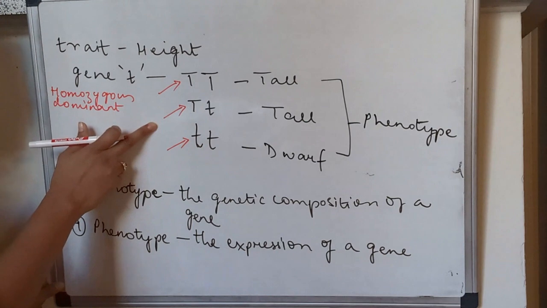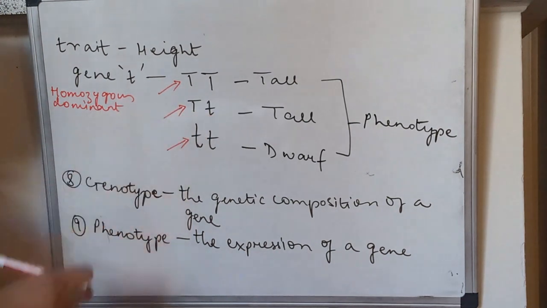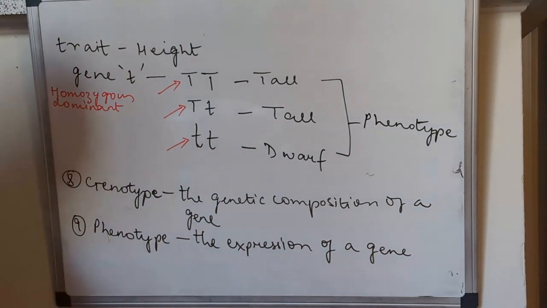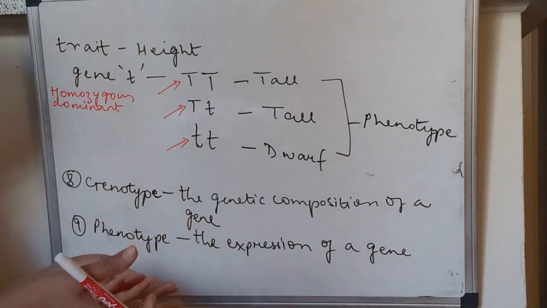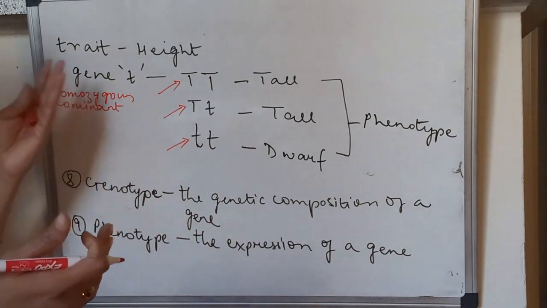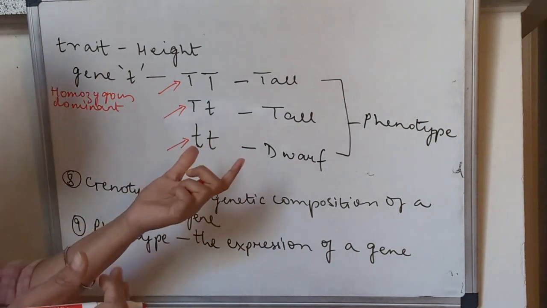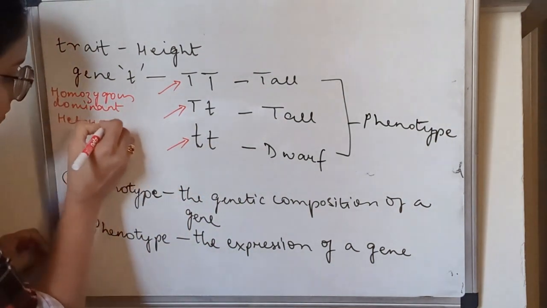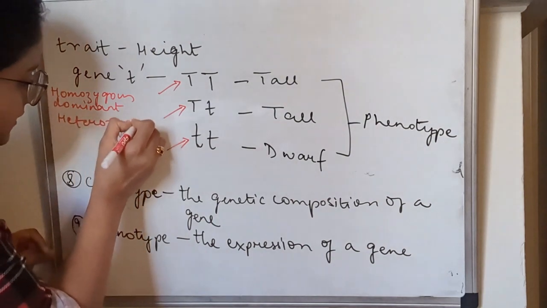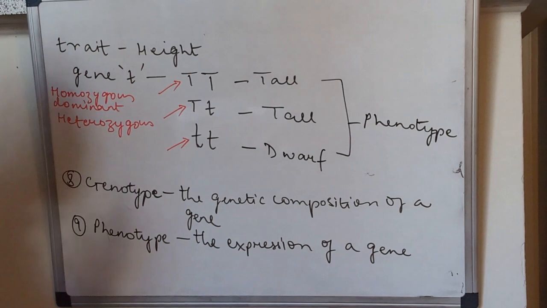For the second combination, capital T small t, the two alleles are not the same. The two alleles are different. That's why we use another terminology. We won't be using homo for this combination. We will be using the term hetero, right? So it is a heterozygous combination. It is neither dominant nor recessive. So only heterozygous genotype. Okay.